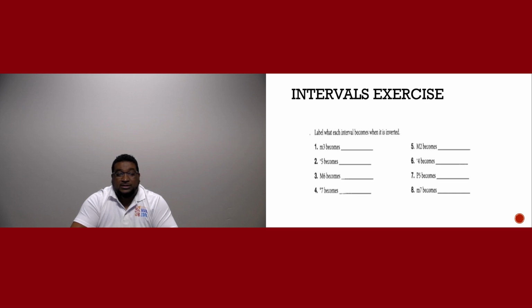So if we're using the concept of subtracting the number from 9, when we invert a minor third, that becomes what? A major 6. If we invert an augmented fifth, that becomes a fourth. If we invert a major 6, that becomes 3, and so on and so forth. So we can use all of those. You can do the rest. If you invert a major second, what does it become?